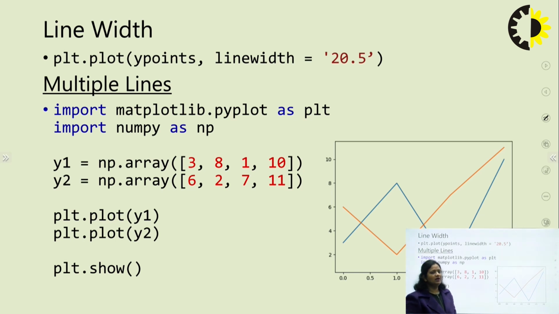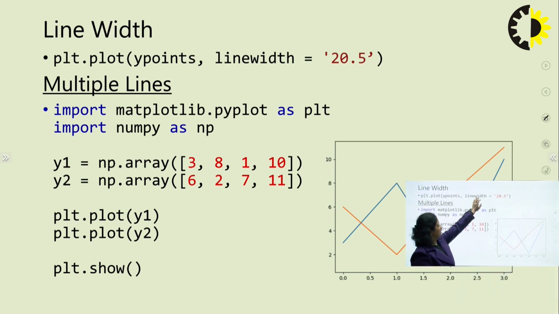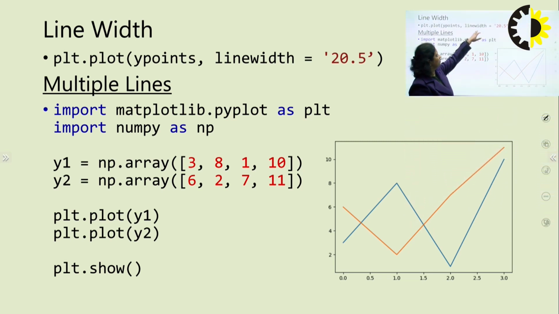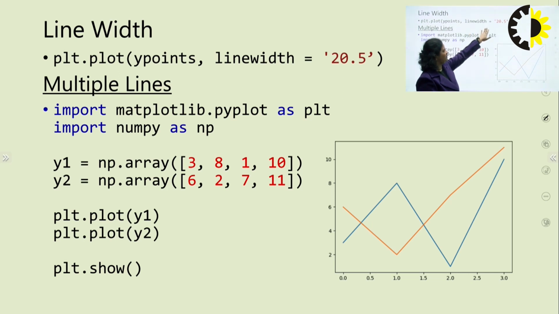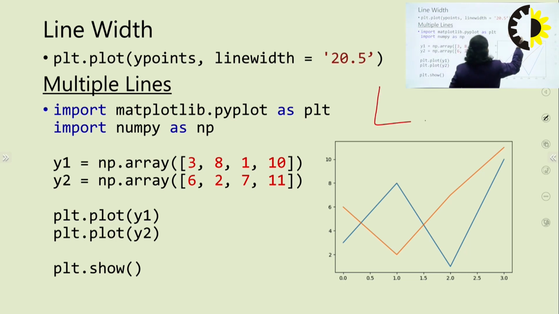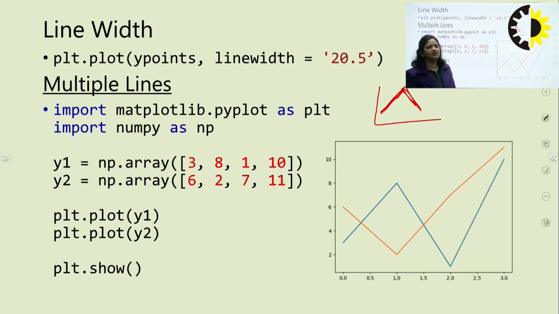Next is line width. If we want to increase or decrease the line width, we use the keyword linewidth with the plot function. In this example, we increase the line width to 20.5. So in this program, the line width increases or decreases according to the size we specify. With linewidth equal to 20.5, the output of this program would be like this.